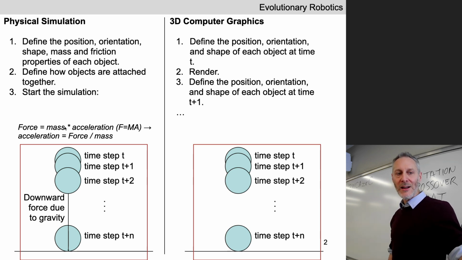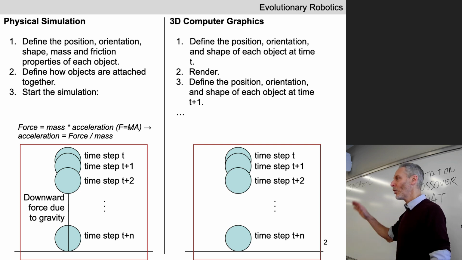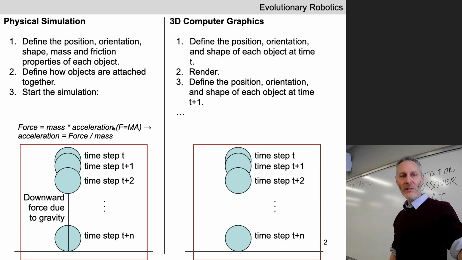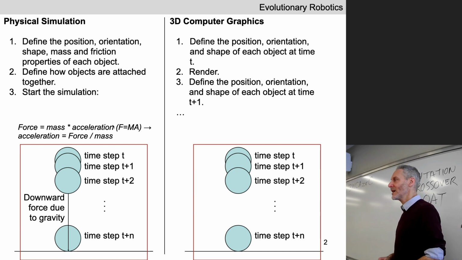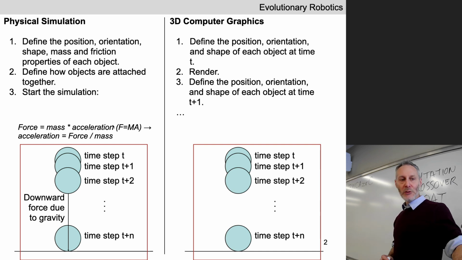The simplest and the thing that they all share in common is F equals ma. Hopefully you all remember this from high school physics. Force equals mass times acceleration. First thing that a physics engine does is rearrange this equation, F equals ma, into a equals F divided by m, by dividing both sides of this equation by m.